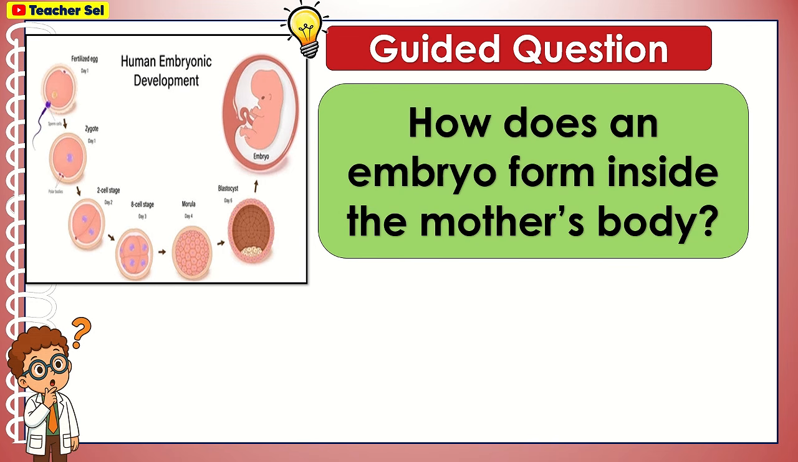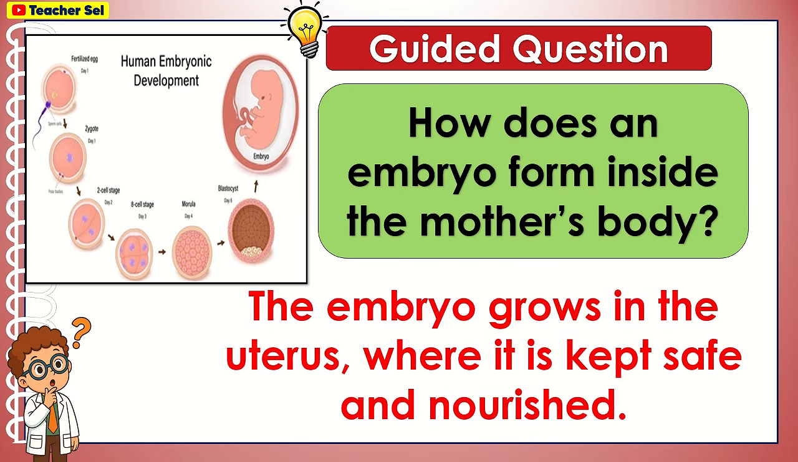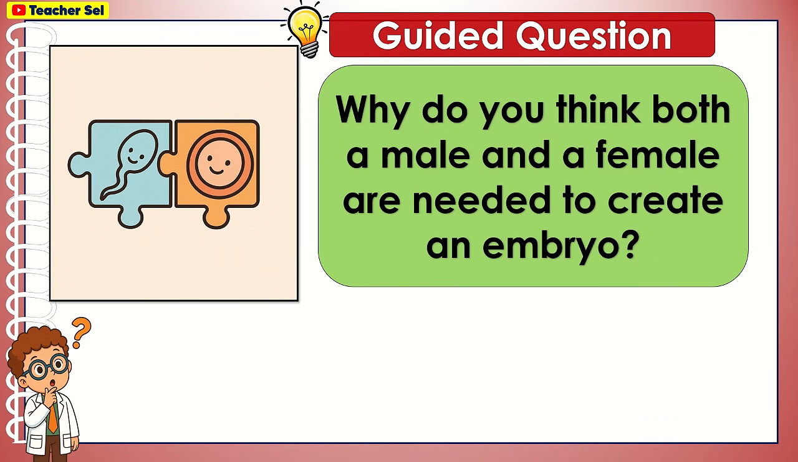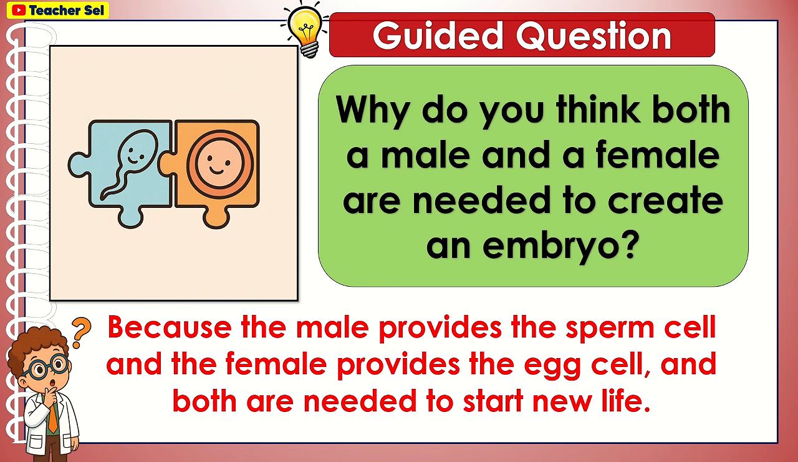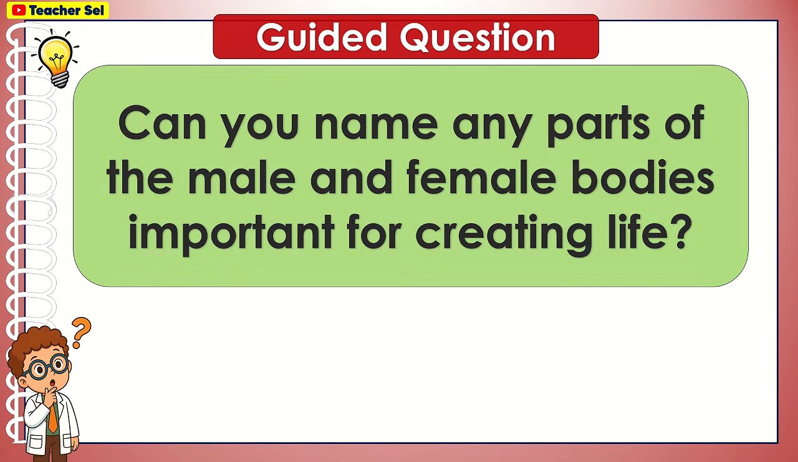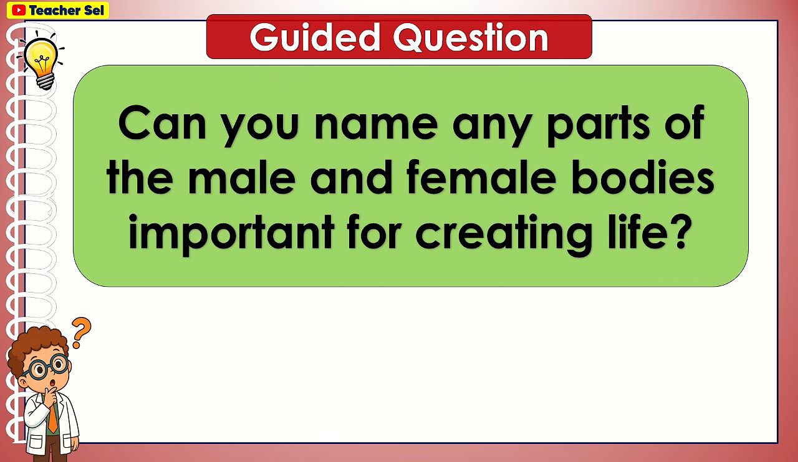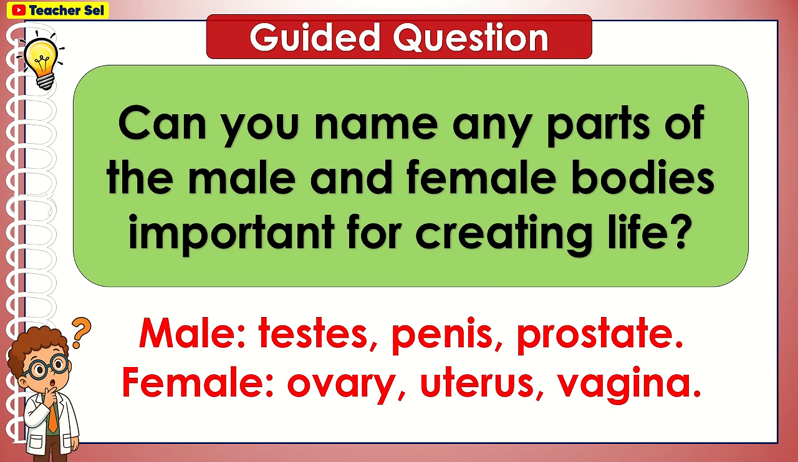How does an embryo form inside the mother's body? The embryo grows in the uterus, where it is kept safe and nourished. Why do you think both a male and a female are needed to create an embryo? Because the male provides the sperm cell and the female provides the egg cell, and both are needed to start new life. Can you name any parts of the female and male bodies important for creating life? For male, testes, penis, and prostate. For female, ovary, uterus, and vagina.